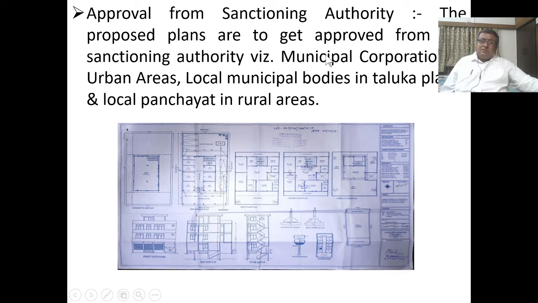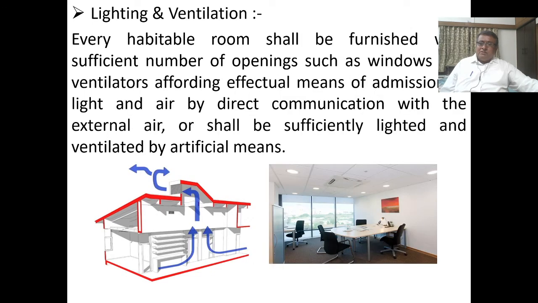So in urban areas we have the municipal corporation, in taluka places we have local municipal bodies, and in rural areas we have the local panchayat that gives approval, and this approval is forwarded to the regional town planning department. They give the final approval to the owner or to the architects. So this is the blueprint of the building.